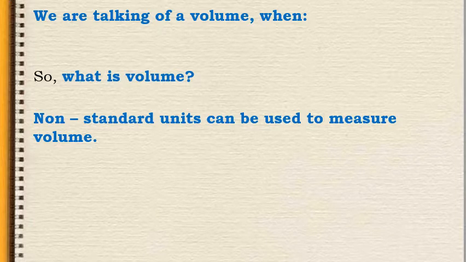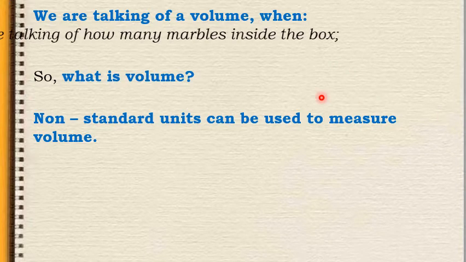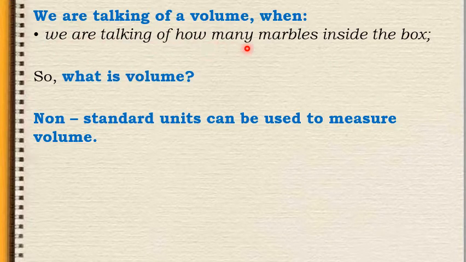So when we are talking of volume, we are talking of how many marbles are inside the box. For example, meron kang shoe box o yung lalagyan ng sapatos. Nilagyan mo siya ng mga holen sa loob. Kung gaano karami yung holen na kumasya sa loob ng box na yun, ang tawag dun sa bilang ng marbles o ng holen na nagkasya sa loob ng box, ang tawag dun ay volume.